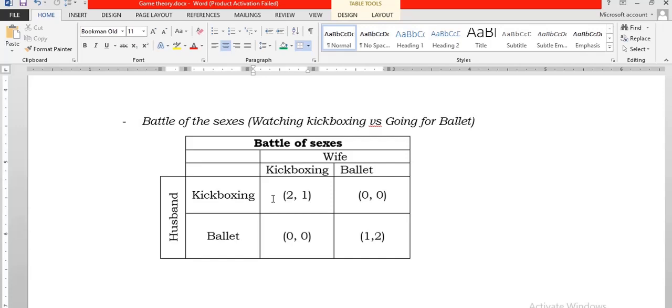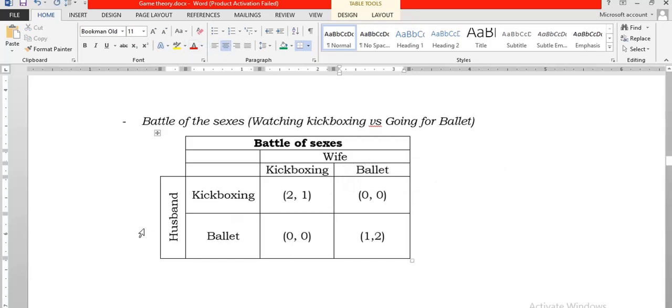Now, if each goes to their own show, they won't enjoy it because they need the company of each other. That's why you can see here, if the husband goes for kickboxing and the wife goes for ballet, the payoff is 0-0 because they don't enjoy being away from each other.